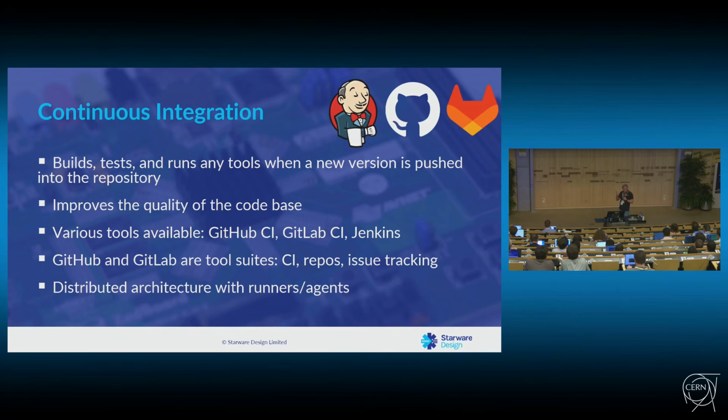There are a few tools, of course, use whatever you like. There's GitHub, GitLab, Jenkins, etc. GitHub and GitLab have the advantage that they are complete tool suites. So it's not just CI, you have repos, you have issue management, you can store the artifacts of CI inside GitLab or GitHub. And also, all of them are actually distributed architectures. What this means is that the software that kicks off the build can be on a different machine from the machine that actually does the build.